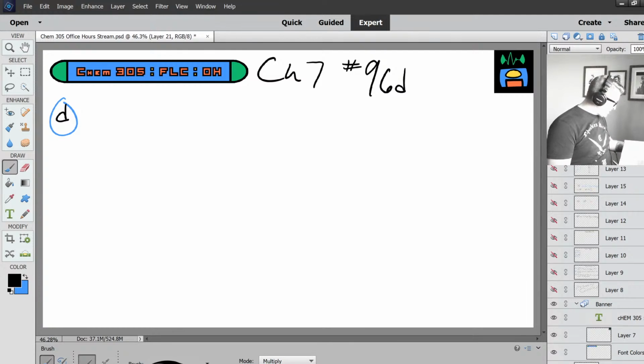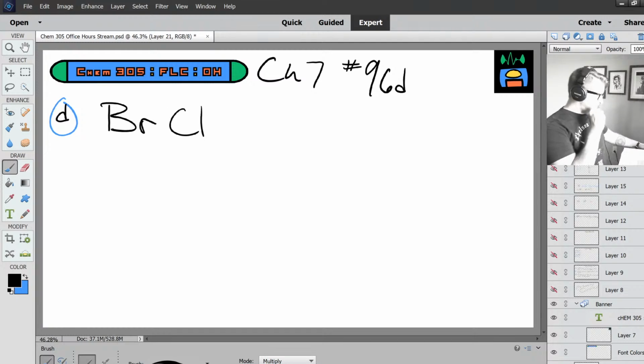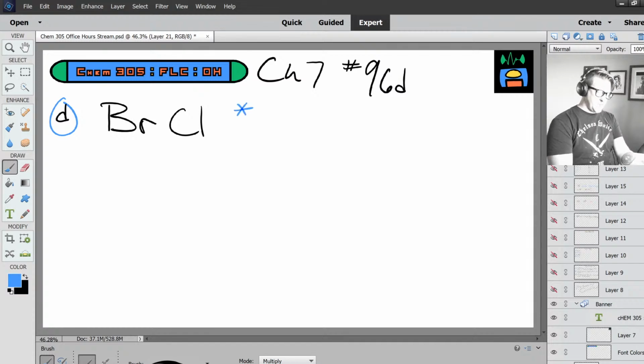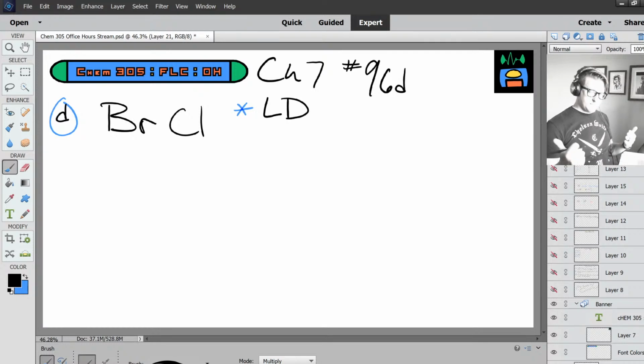is they want us to determine the intermolecular forces for BrCl. Okay, so first off, whenever someone asks, and that someone's going to be me, let's be real, whenever I ask you what intermolecular forces are present in a molecule, you always put London dispersion, because everything experiences London dispersion forces. Everything with electrons experiences London dispersion forces.